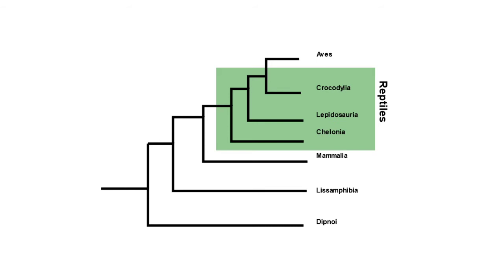But current evidence places them as a descendant of the same common ancestor as reptile groups. And in this phylogeny, the same common ancestor as the crocodiles, which would be described as reptiles.